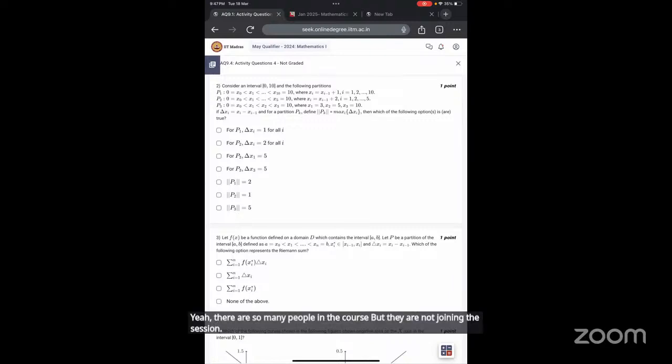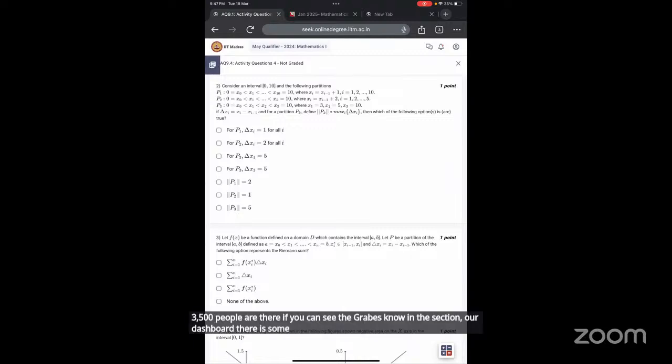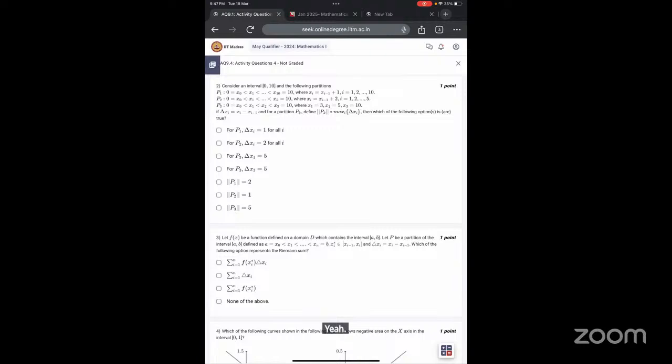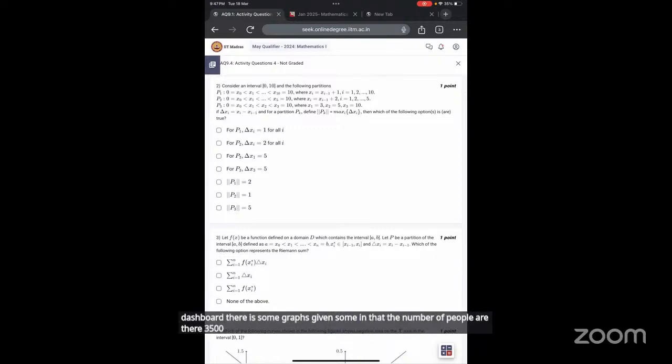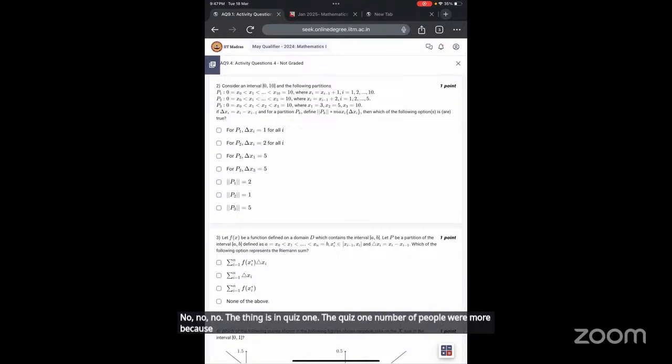If you look at the grades section in our dashboard, there are some graphs given. In that, the number of people is 3,500, but before week 4 it was about 4,000. So almost 500 people dropped out. In quiz 1 the number of people was higher because some of them may not have qualified, so they are not able to give quiz 2. That is why the number got reduced.